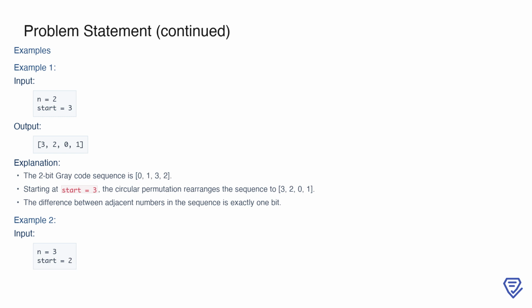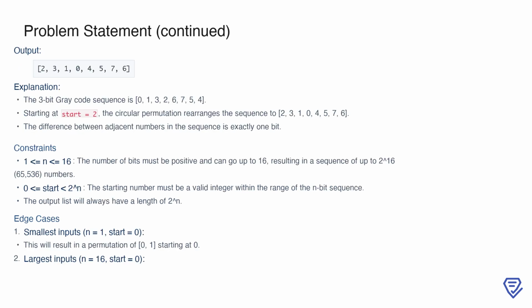For example, the binary representation of 3 is 11, and the binary representation of 2 is 10. These differ by just 1 bit. Similarly, the transition from 2 to 0, 0 to 1, and 1 back to 3 also satisfies the 1-bit difference rule. Now, let's examine another example where n is 3 and start is 2.